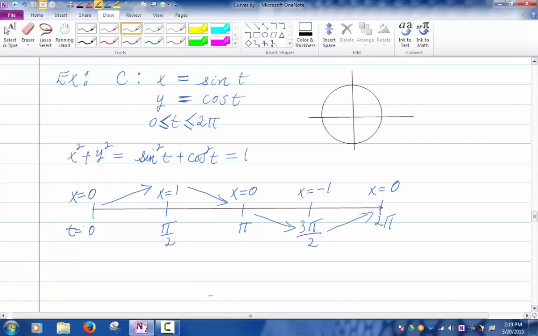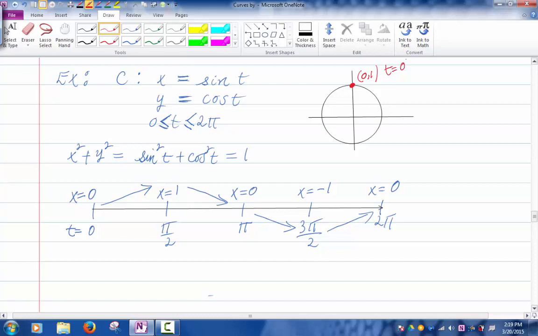Cosine 0 is 1, right? So where am I at then? I am right at the North Pole, right? So this is the point 0, 1. And at t equals 0, this is where I am at.